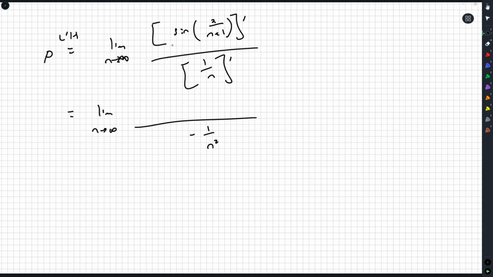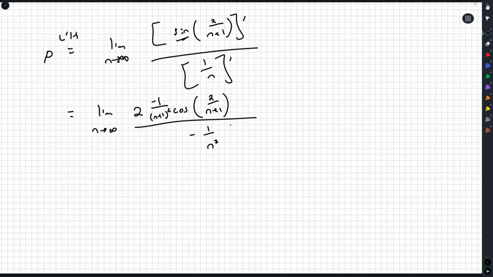On top, let's see, so chain rule, so derivative of sine is cosine there, and then multiply by the derivative of 2 over n plus 1. So we can bring that 2 out, but what's the derivative of 1 over n plus 1? That'll be minus 1 over n plus 1 squared, and then times the derivative of n plus 1, which is 1, so there we go.